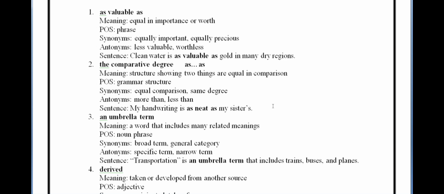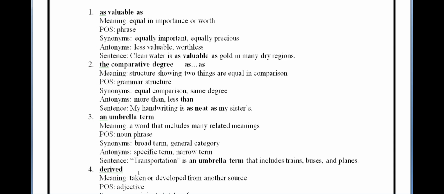The third word is an umbrella term, a word that includes many related meanings. It's a noun phrase. Synonyms are broad term or general category. Opposites are specific term. That means something which is very particular, something which is very specific. Another meaning is narrow term. Let's understand this in a sentence.